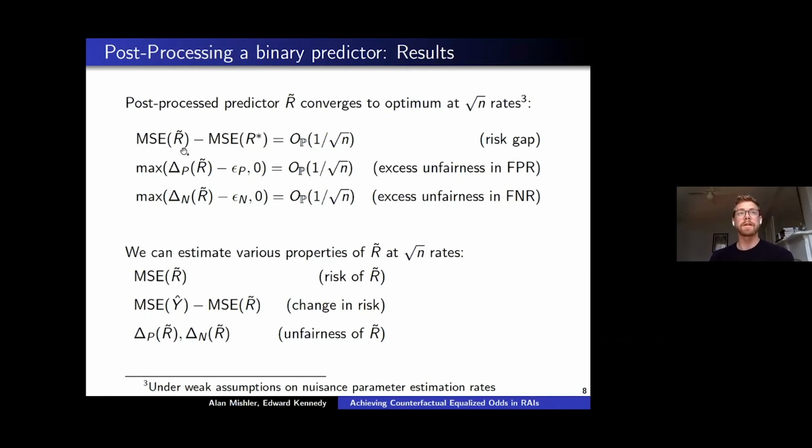The mean squared error of R tilde converges to the minimal possible mean squared error at root n rates. And any excess unfairness, meaning anything beyond this tolerance epsilon that we've specified as part of the estimand, also converges to 0 at root n rates. So once you've estimated this new predictor, or constructed this new classifier R tilde, you naturally want to estimate properties of that classifier, perhaps before you deploy it in actual use. And we show that you can do that efficiently as well at root n rates. So estimate the risk and estimate the unfairness at root n rates.